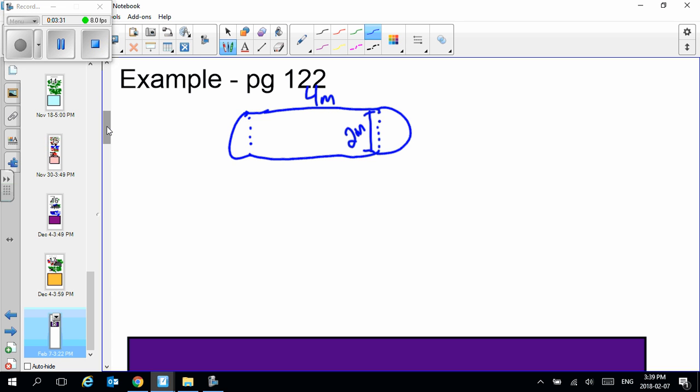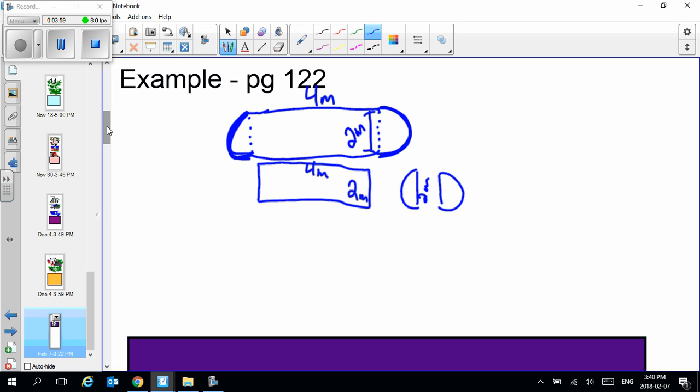Now our perimeter is still just adding up all of our edges. The problem is these rounded edges right here. I don't know exactly how long those are, and I can't add those up. So what I need to do is break this down into its different shapes. I have a 4 meter by 2 meter rectangle, and I also have 2 half circles with a 2 meter diameter, or 1 whole circle with a 2 meter diameter. I need to combine the total distances of both of those.